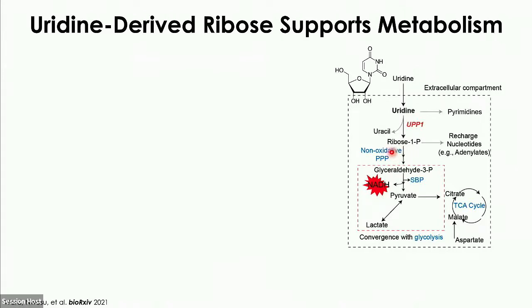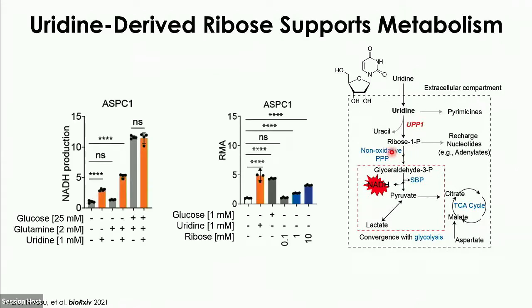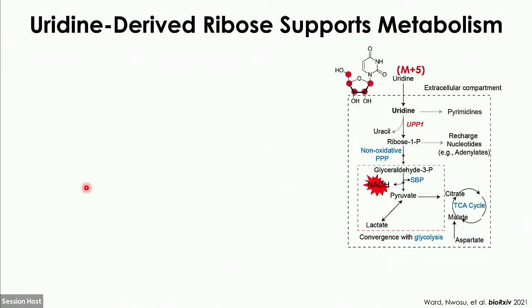Indeed, we observe in multiple cell lines, one presented here, that uridine and glucose carbon fuel the same pathway, that this can be recapitulated with ribose, and this operates independently of glutamine. This was further validated using isotope tracing and metabolomics. Here you see we labeled the ribose carbon.